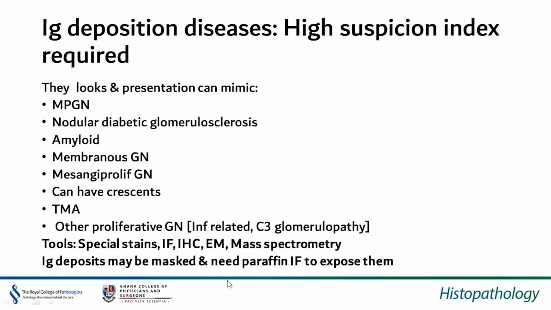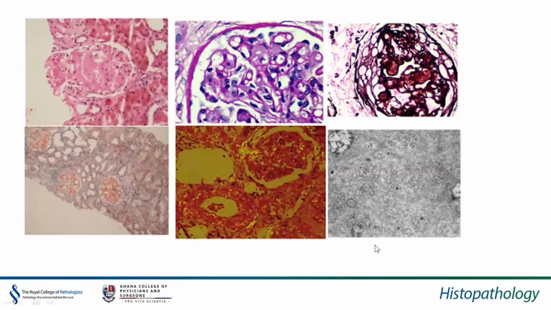Electron microscopy helps because each of these has a definite type of EM appearance. And in challenging cases, you can actually characterize the nature of the deposits by doing mass spectrometry, in which you extract the deposit from the glomerulus by laser microdissection, and then subject it to mass spectrometry, and you can characterize it more precisely. Sometimes the immunoglobulin deposits may be masked, and they need paraffin immunofluorescence to expose them.